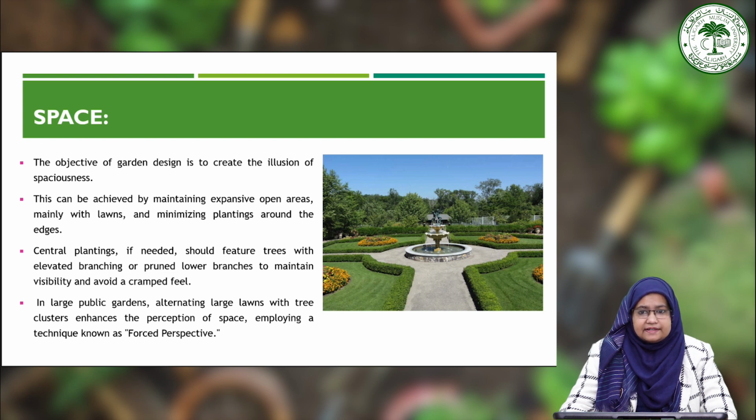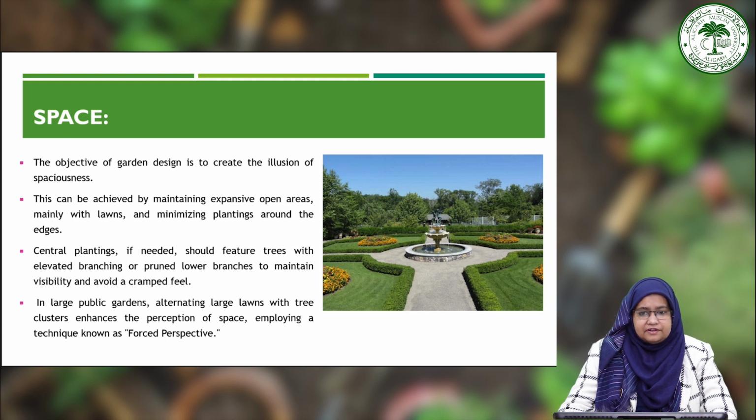Next point to be considered is space. The objective of garden design is to give the illusion of a larger space than its actual size. One method is to maintain expansive open areas, primarily with lawn, and limit plantings around the perimeter, avoiding central planting whenever possible. If central planting is necessary, opt for a tree with elevated branching or removed lower branches rather than dense shrubbery to maintain visibility and prevent the garden from appearing smaller.